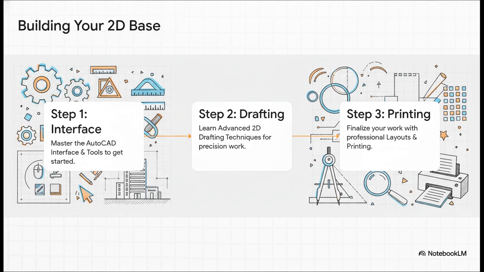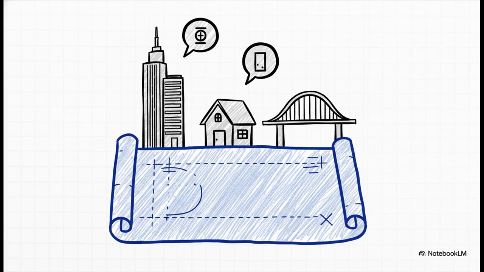Then, we dive into the advanced stuff, the techniques that let you create drawings with just unbelievable precision. And finally, we bring it home with layouts and printing, making sure your work looks as sharp on paper as it does on the screen. It's the whole workflow, from A to Z. What you're really learning here is to speak a language, the universal language of engineering and architecture. Seriously, every skyscraper, every bridge, every single product, it all starts with these exact lines. This isn't just a skill, it's the bedrock of our entire built world.